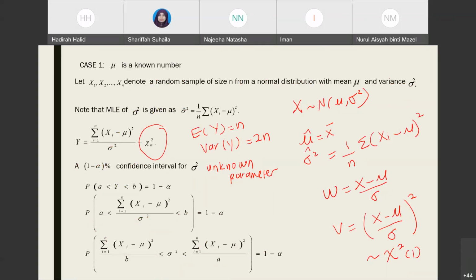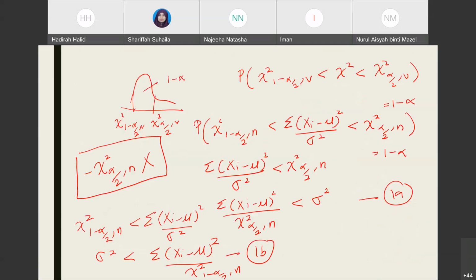Okay, let's say we define a random variable y, which is the summation of xi minus mu squared over sigma squared. This is your chi-square with n degrees of freedom. So we want to construct a confidence interval for a single population variance. Replace y with the summation of xi minus mu squared over sigma squared. Again, you modify your equation and then rearrange your inequality. Then you get the value.